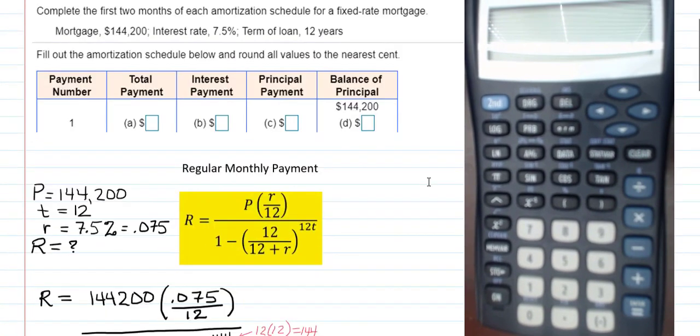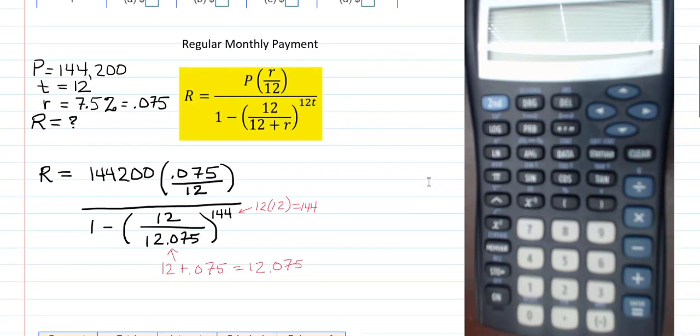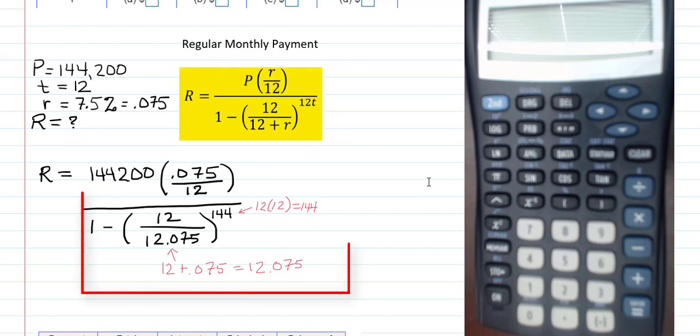to do this calculation. Now, when I plug into the regular monthly payment formula, I like to do 2 of the operations right away. So I plug in 144,200 for P, 0.075 over 12 is in the numerator as well. And then in the denominator, we have 1 minus, and instead of 12 over 12 plus 0.075, I always just go ahead and write 12 over 12.075. That's one less operation that I have to worry about in my calculator where I might possibly make an error on the order of operations. Same thing in the exponent there. Instead of writing to the 12 times 12 power, I'm going to write to the 144th power.